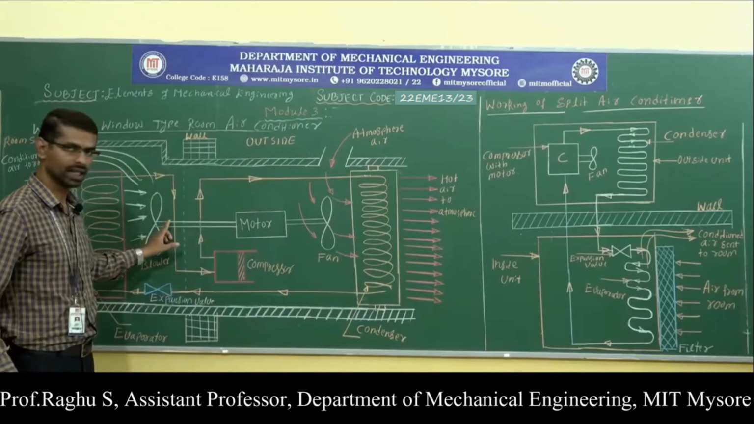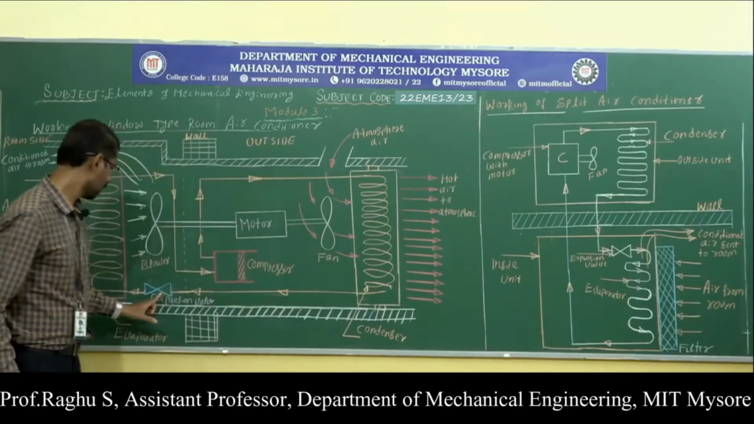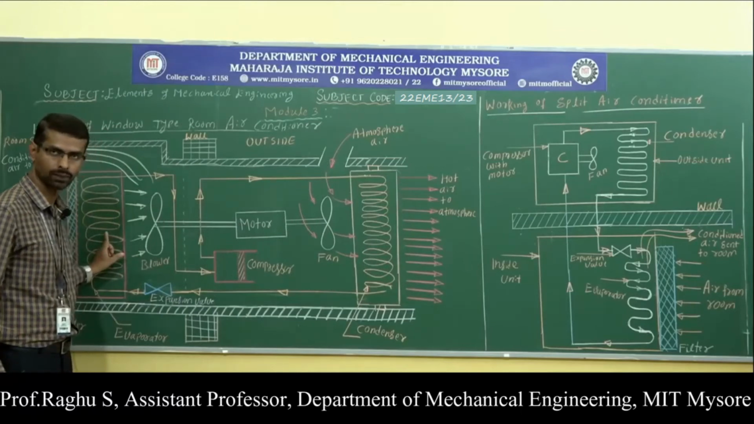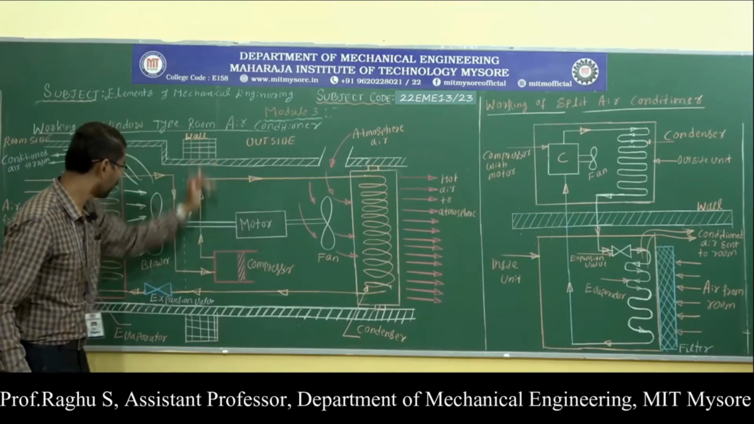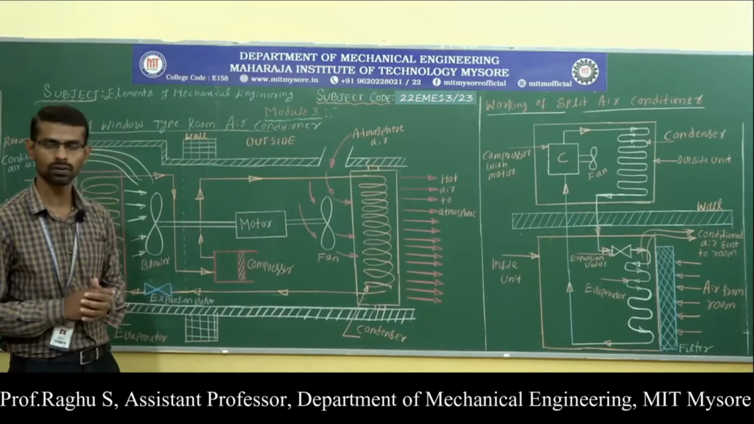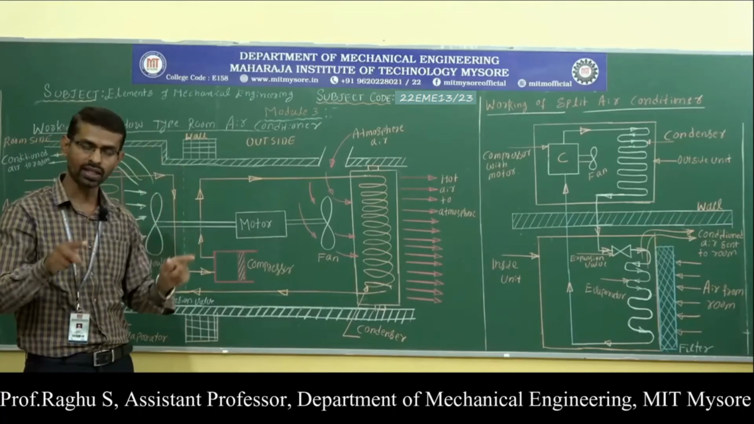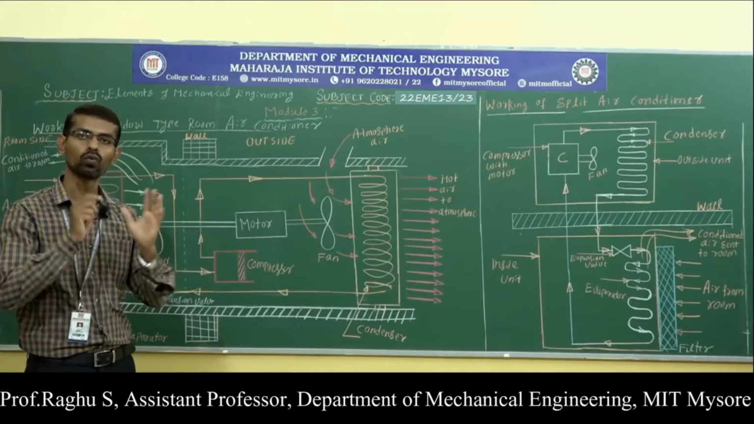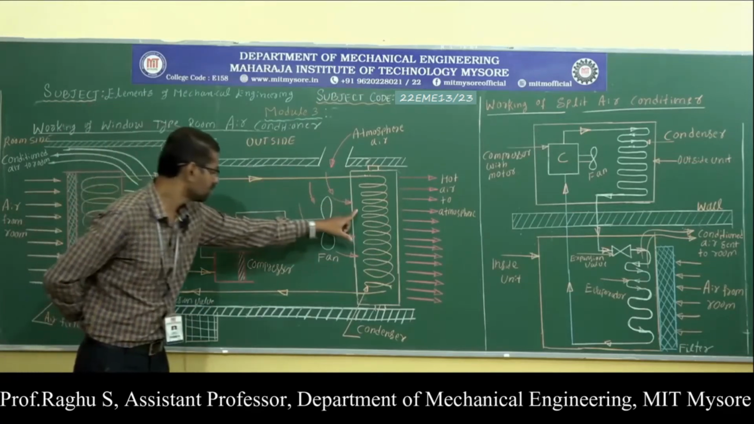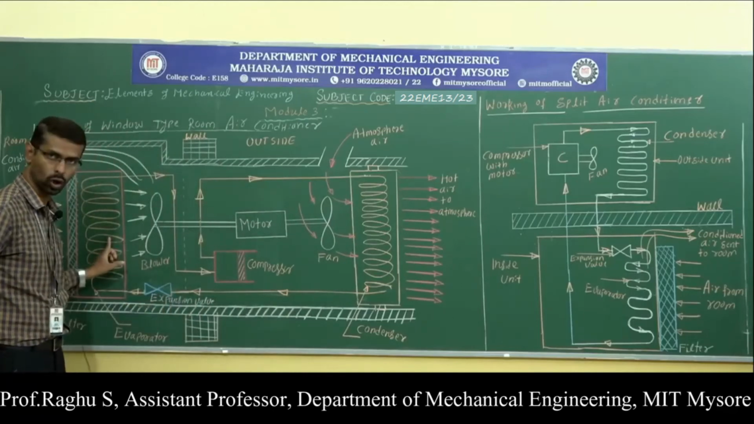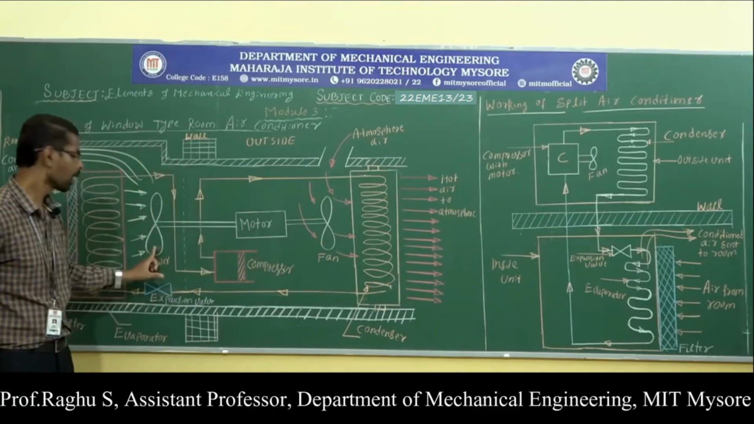The window type room air conditioner consists of a compressor, condenser, expansion valve and evaporator coils. Here the room side and outside are separated by a partition wall. In order to install this kind of room air conditioner, we require a square or rectangular slot in the wall of the room. It consists of a compressor, condenser, expansion valve and evaporator coil, and here we have a common motor which runs the condenser fan and blower.